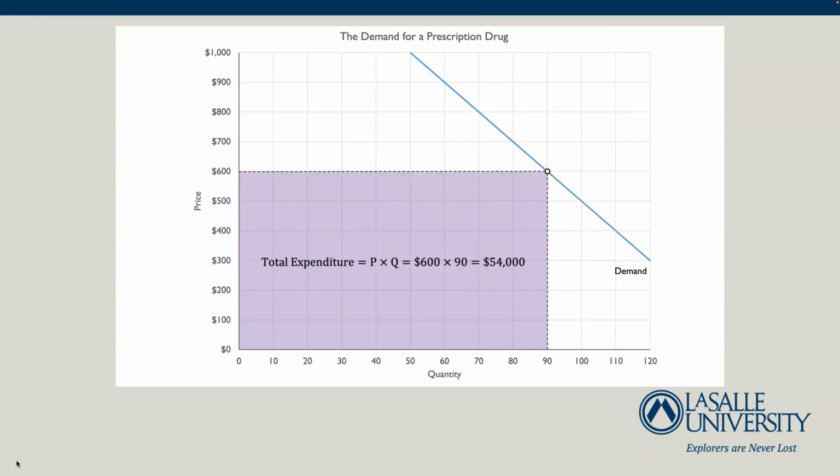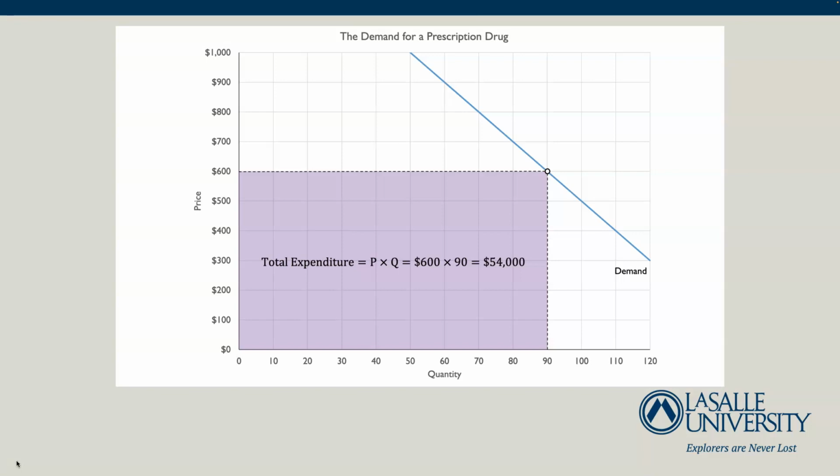We know that will reduce quantity demanded. That's going to be a movement upwards along the demand curve. And now at that price point of $600 per unit, we will have 90 units demanded per day from the part of the patient. That will lead to total expenditure of $54,000 and also total revenue of the same amount.